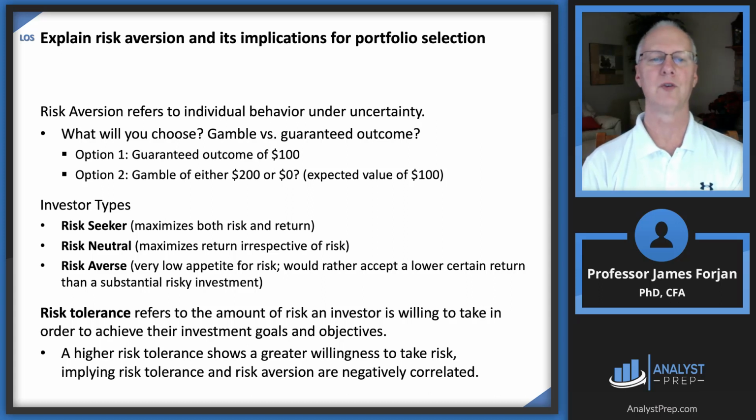All right, we have risk seekers, risk averters, and then risk neutral individuals. And so a risk seeker is somebody who seeks out risk. So they're going to look for those risky opportunities, but they're also going to say, okay, I need some return for taking that risk. Risk neutral individuals, what they want to do is they want to pick the highest possible return regardless of risk. And I have a picture of these here in just a few minutes. Risk averse, these are very low appetites for risk. They would rather accept a lower certain return, that's what we're talking about with that option above, than a substantial risky investment.